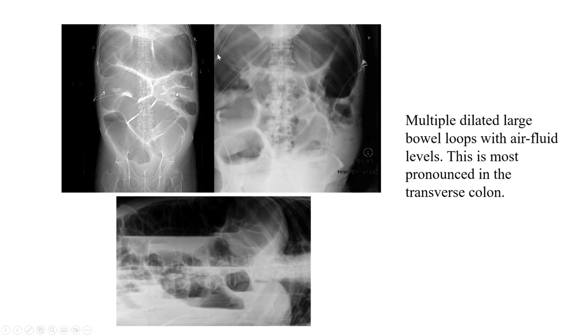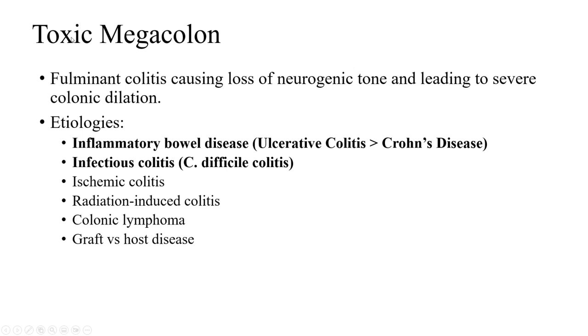Here are some radiographs of our patient. We can see that there are multiple dilated bowel loops. We know these are large bowel loops because we see these haustral markings, which do not traverse the entirety of the bowel diameter, in contrast to the valvulae conniventes we saw in the prior case. So, multiple dilated large bowel loops, especially in the transverse colon here. This is consistent with toxic megacolon.